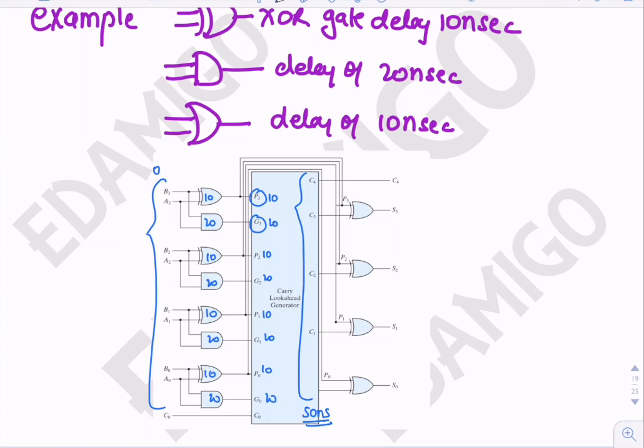Okay, and these sums, since there's an XOR gate, will take 10 nanoseconds more, and they are also working in parallel. So the output will be available at 60 nanoseconds. The correct output will be available at 60 nanoseconds. Okay, so that is the solution to this problem. Such kinds of problems are generally asked in GATE exams.